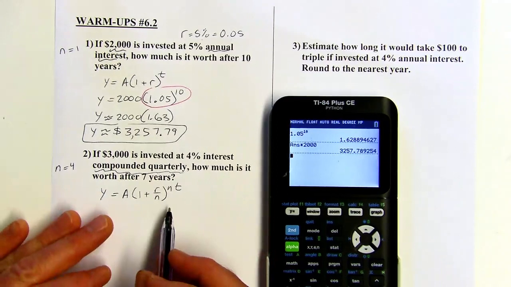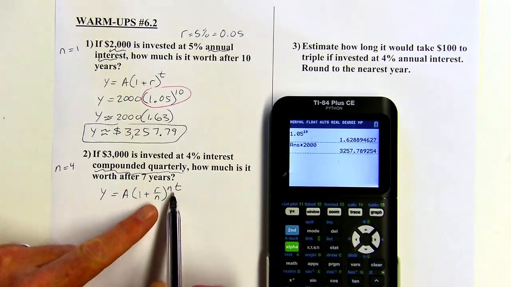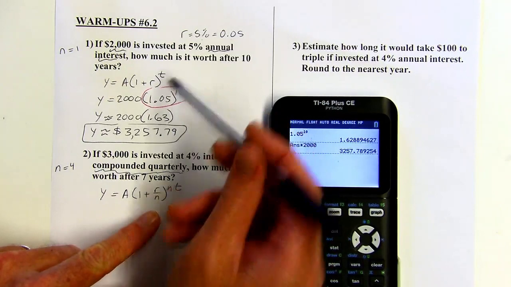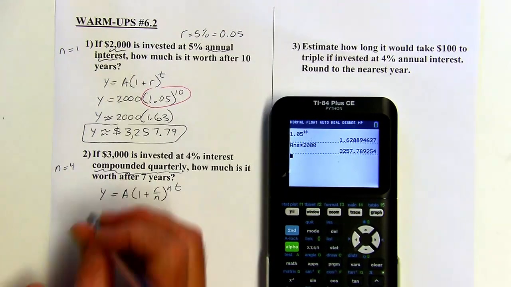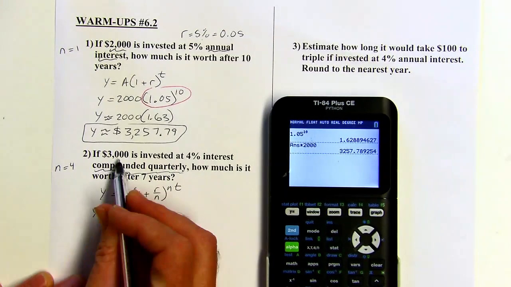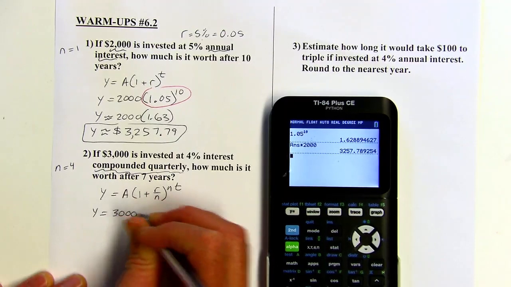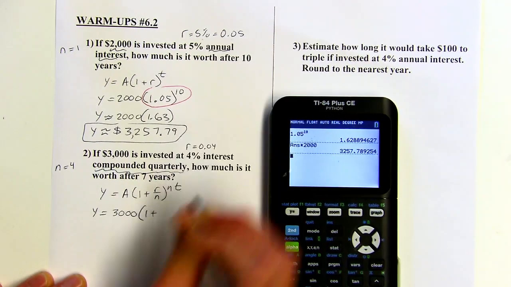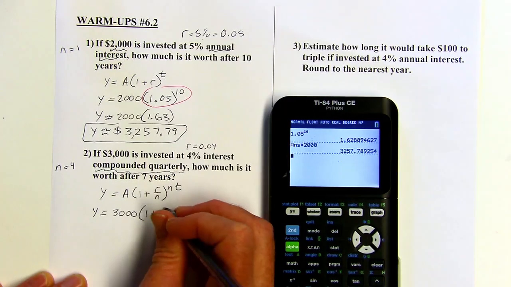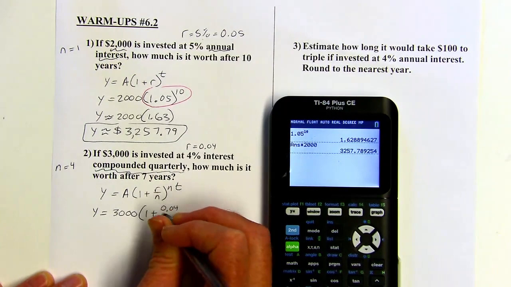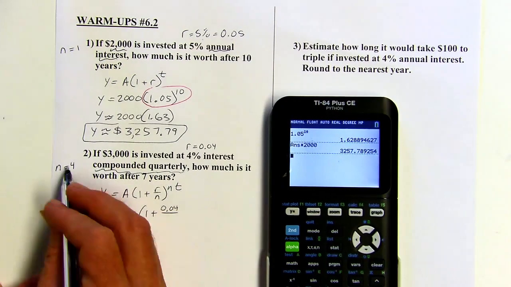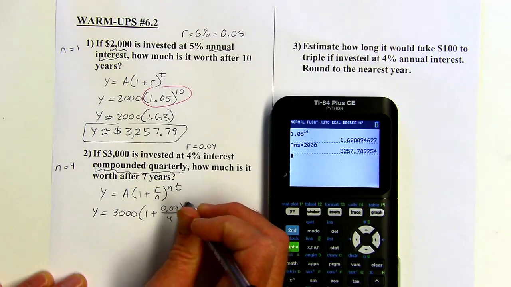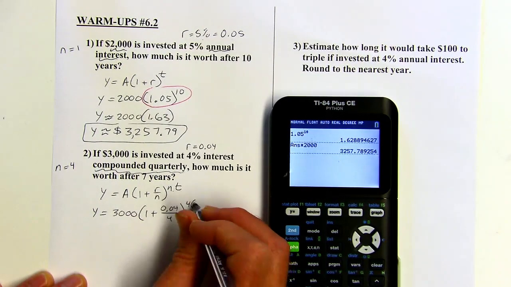You could actually use this formula on the previous problem. It's just your n's would be 1, and r over 1 is just r, and 1 times t is just t. So it's simplified to that if n is 1. Okay, so we don't know the finishing amount, but the starting amount is 3,000. My rate is going to be 0.04. Don't put it in as 4. It's 0.04 as a decimal. And then number of compounds is 4. Okay, I've got another n up in the exponent, so that's 4 again, and the time is 7 years.